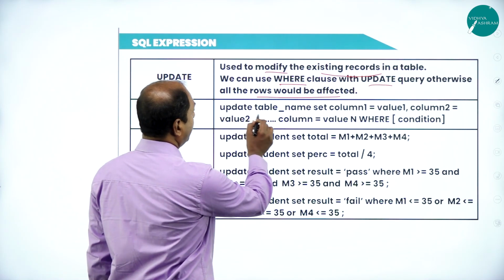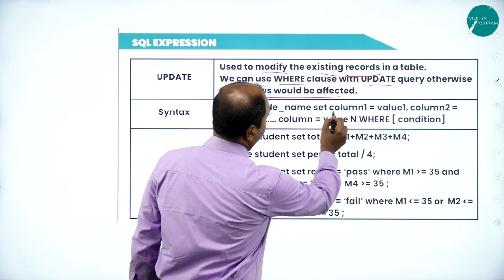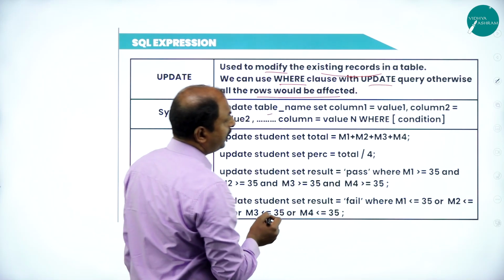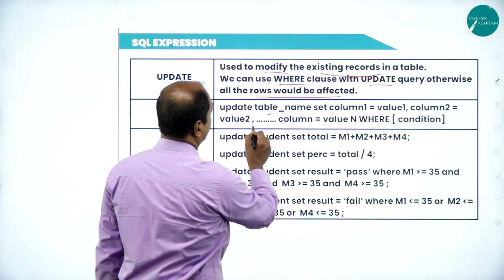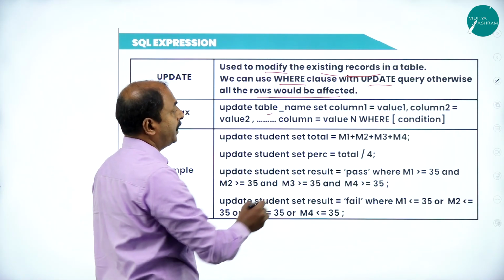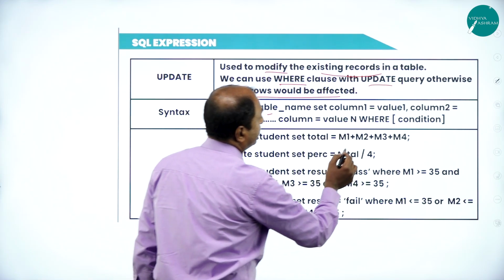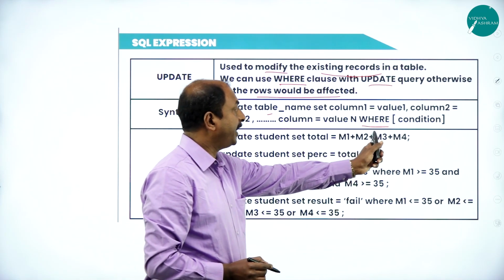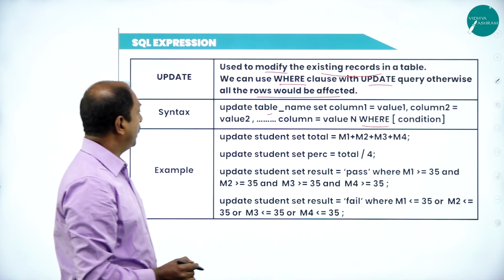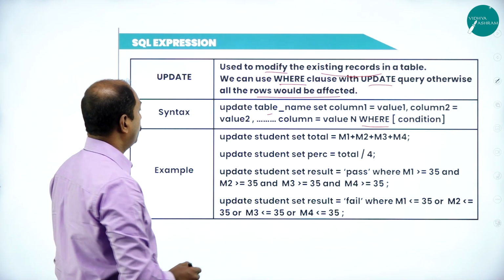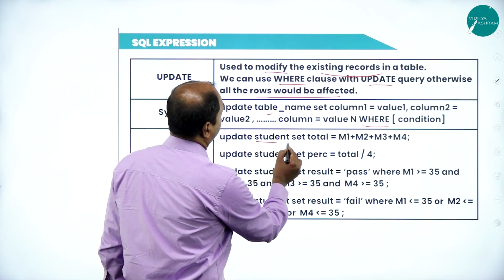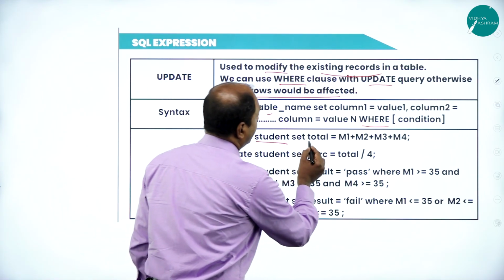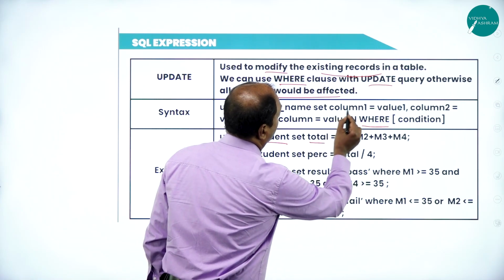Now, look at the syntax of that. Syntax: update table name set column 1 equal to value 1, and column 2 equal to value 2 and so on. So you can have n number of columns, and this is the where condition. So this is the where clause and this is the condition. And now let us see the example for this. So here update student, this is a table name, set total, this is the column 1.